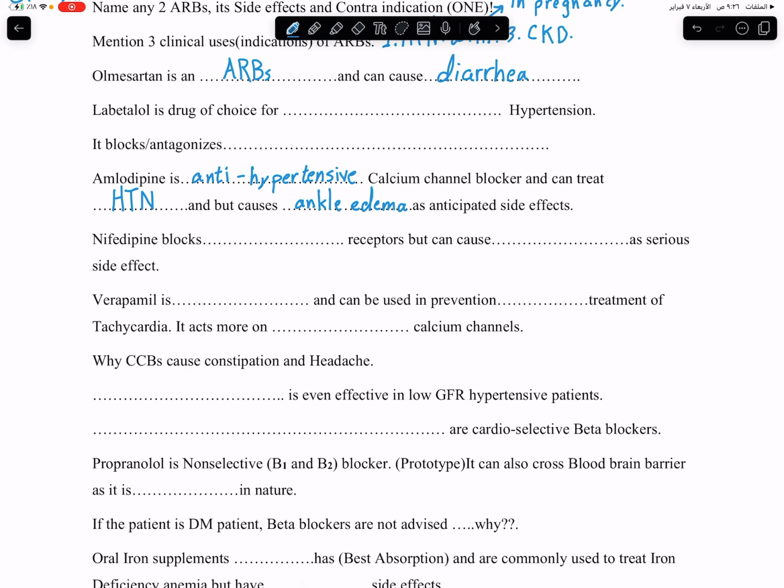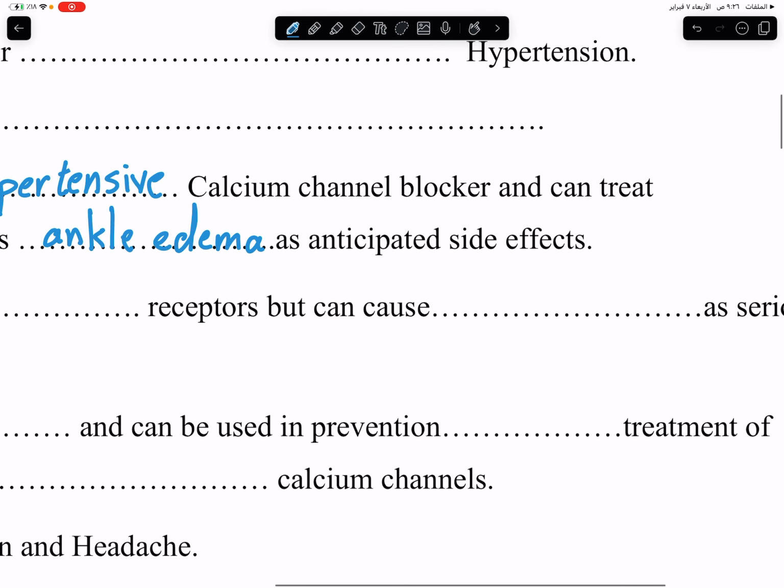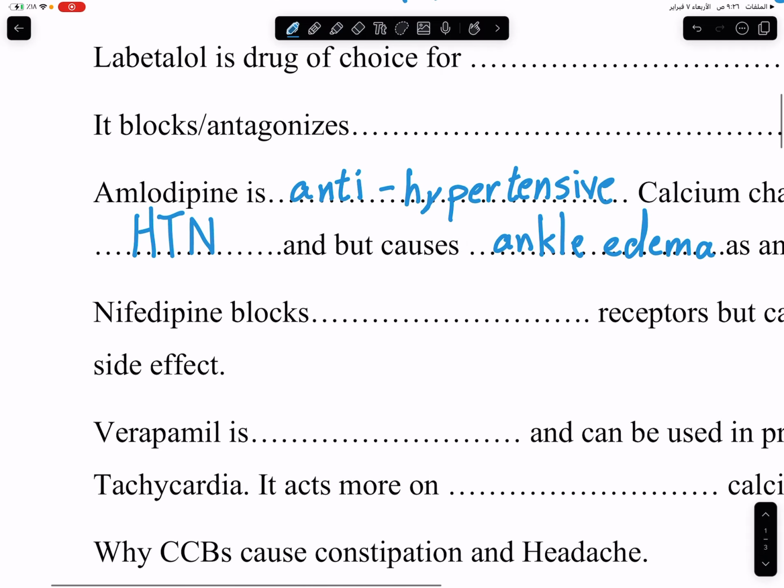Okay. Nifedipine blocks what receptors and can cause what as a serious side effect? Gingival overgrowth. Gingival overgrowth, and it blocks which receptors? Calcium receptors. Nifedipine is the elder brother of amlodipine. It came before amlodipine. Okay. What is next?